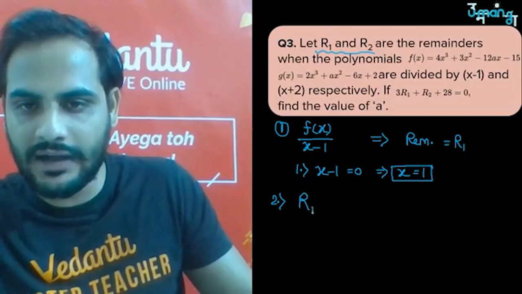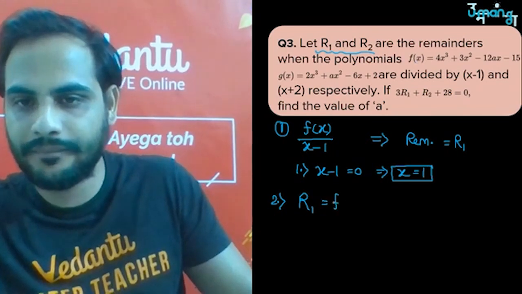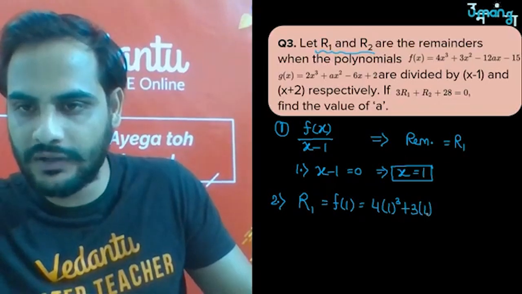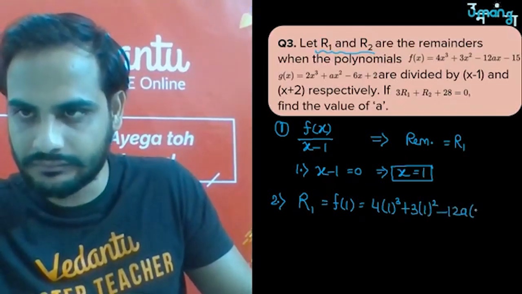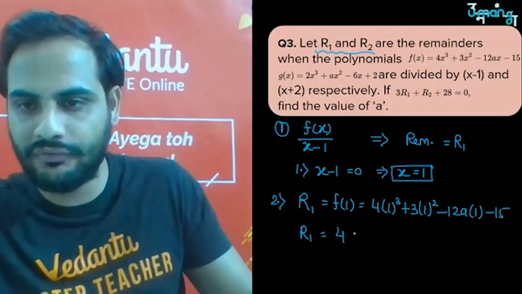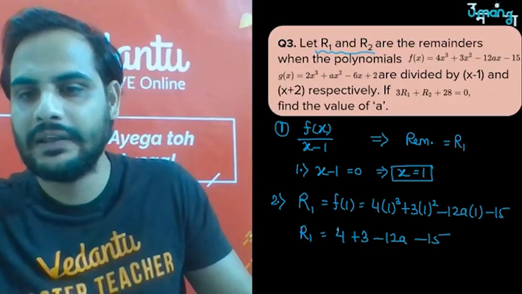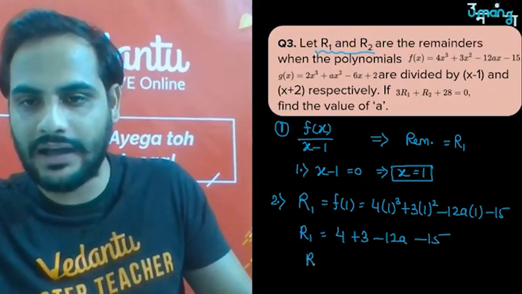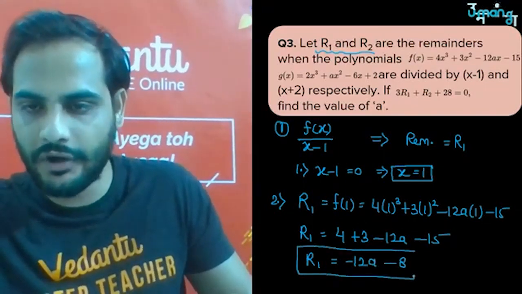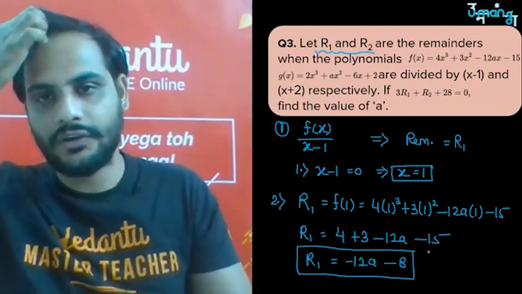So the remainder, which is your R1, will be equal to the value of this f(x) at x is equal to 1, which is equal to 4 into 1 cube plus 3 into 1 square minus 12a into 1 minus 15. So remainder 1 is equal to 4 into 1 cube is 4, plus 3, minus 12a, minus 15. 4 plus 3 is 7, and 7 minus 15 is minus 8. So R1 is equal to minus 12a minus 8. This is your remainder 1.